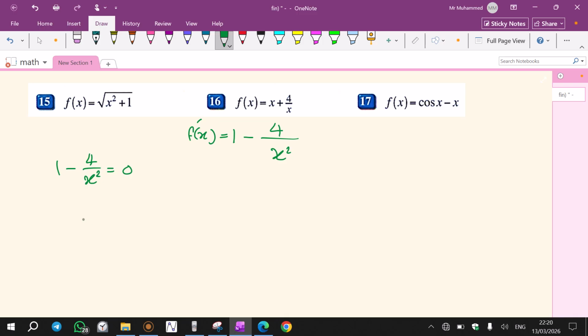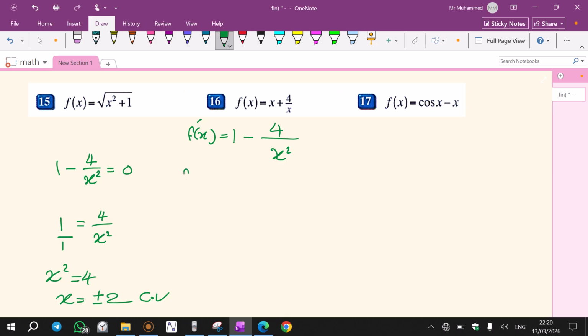Send 4 over x squared to the other side, that will be positive. 1 equal to 4 over x squared, cross multiply. X squared equal to 4, x equal to positive negative 2. Now we have two critical values. Put the critical values into the second derivative.